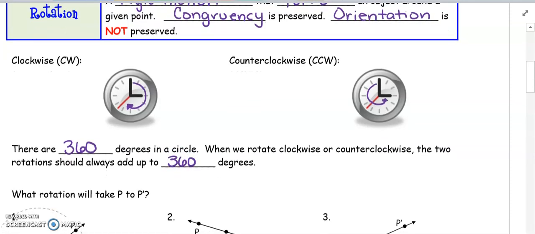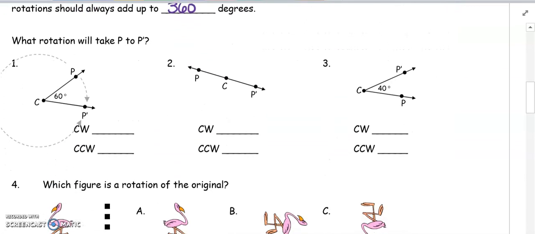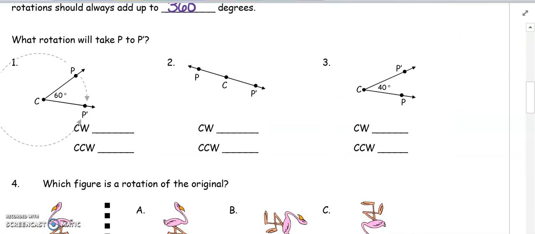All right, so here's what I mean by that. If we take a look at number 1, I want to figure out what rotation will take P to P prime. I always like to try and do the short direction first. Going from P to P prime in the short direction is the clockwise direction, the direction that the clock hands would follow, and I see that it is 60 degrees.